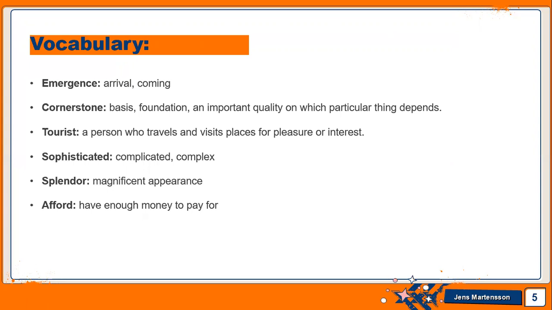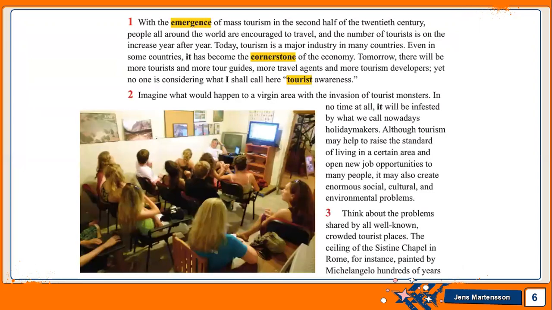Tourist, as we said, is the person who travels and visits places for pleasure or interest. Sophisticated is complex or complicated. Splendor means magnificent or having a magnificent appearance. And afford means to have enough money to pay for it. So if you say, I cannot afford it, this means that you do not have enough money. If you can afford it, it means that you have enough money to pay for it.